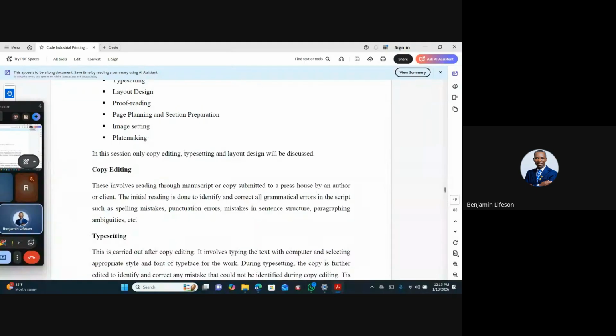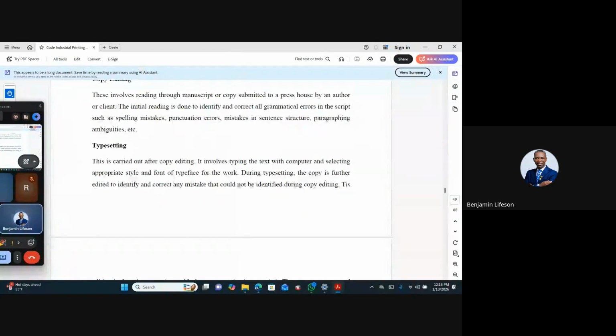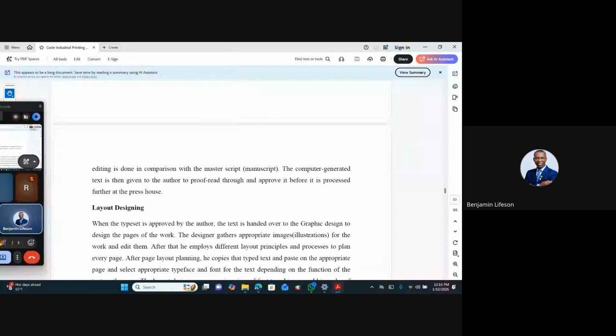So copy editing is not the same as rewriting. So you are not going to rewrite or change the writer's idea. You don't say, oh, you're wrong, so I'm going to change it for you. No. So you are supposed to polish it. You are polishing the writing so that it becomes more professional, more error-free, and ready for reading. All right, so that is it. Copy editing. So let's go to typesetting, please.